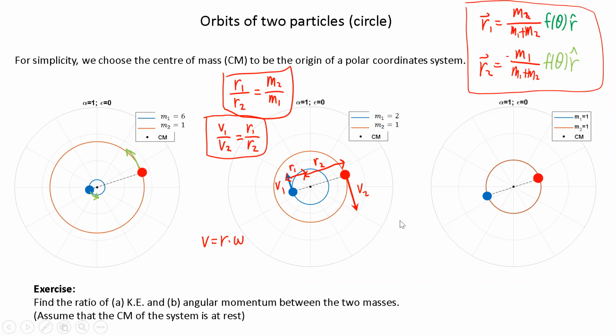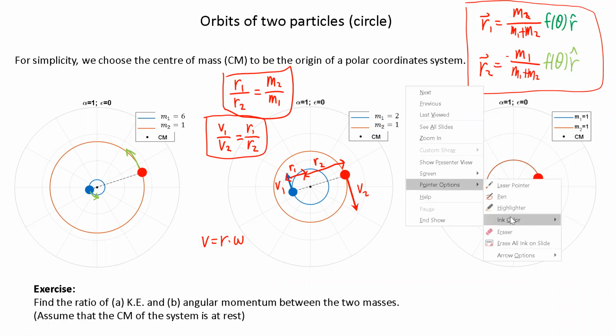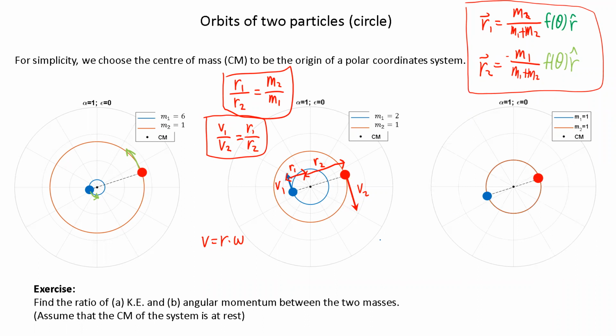So if I want to find out the ratio of the kinetic energy, then what I need to do is just 1/2 M1 R1 omega square divided by 1/2 M2 R2 omega square. So you can really work it out by yourself easily. You just cancel the omega and then you express this R1 divided by R2 also in terms of this M1 divided by M2.